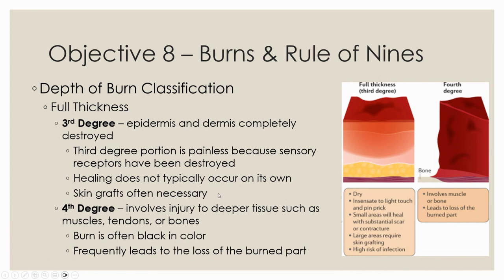Now, 4th degree goes all the way through the skin tissue, and it goes all the way down into other tissues like muscles or tendons or bones. A lot of times the burn itself is black in color, and frequently these cannot be fixed. There really aren't a lot of treatments, and so the tissues may just die, and that part that experienced the 4th degree burn may actually have to be removed.